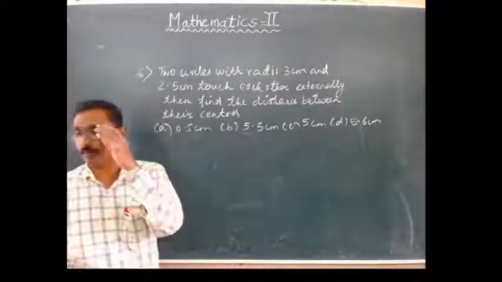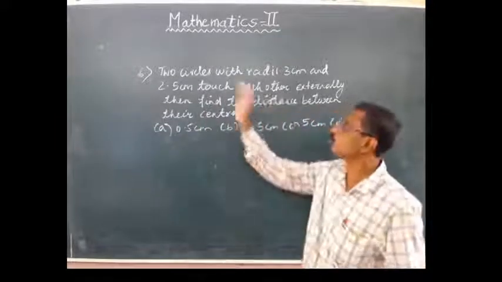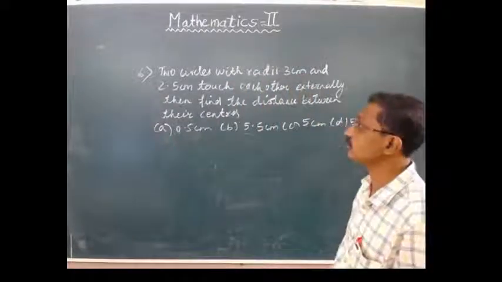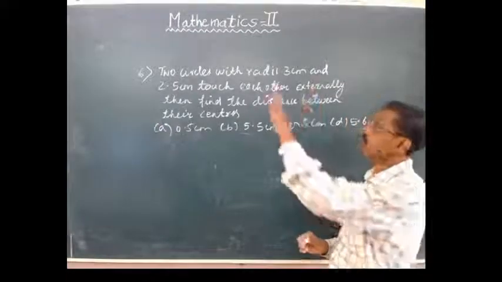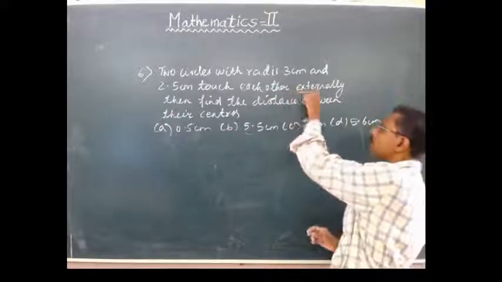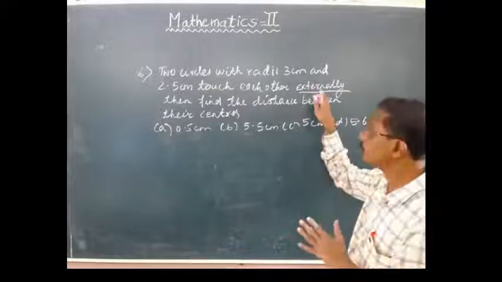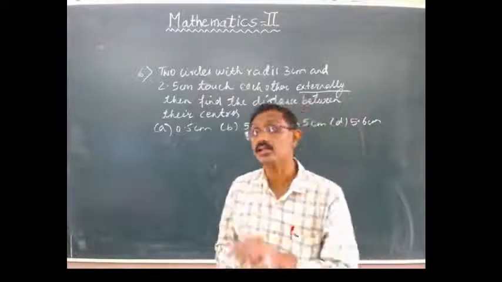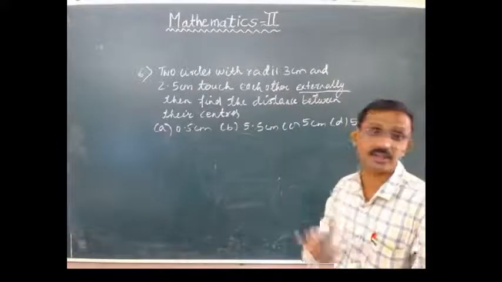Read the question properly as I told you. What does it say? There are two circles with radii 3 centimeter and 2.5 centimeter. But as I said, there's a hint given to us: externally. That means they touch each other, but they touch externally. And find the distance between their centers.